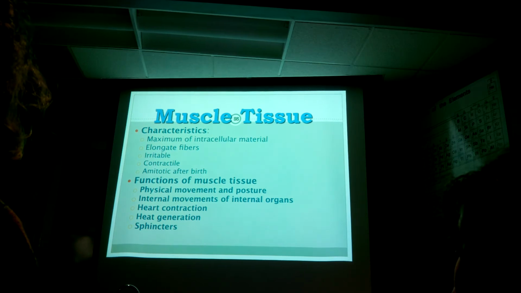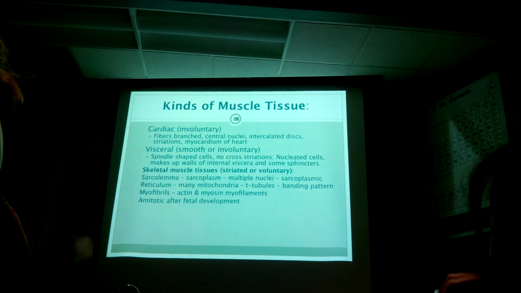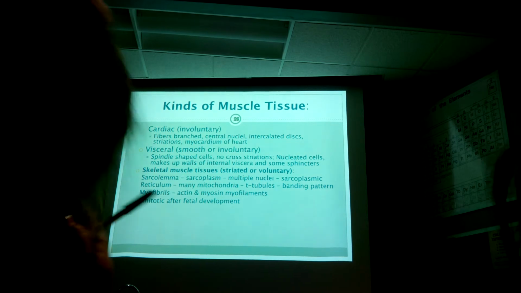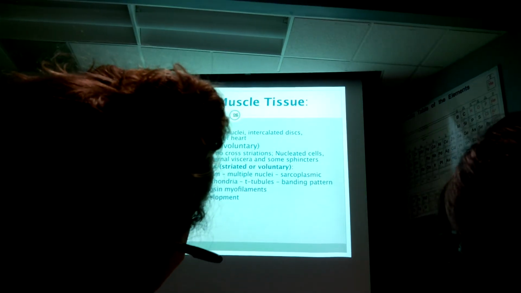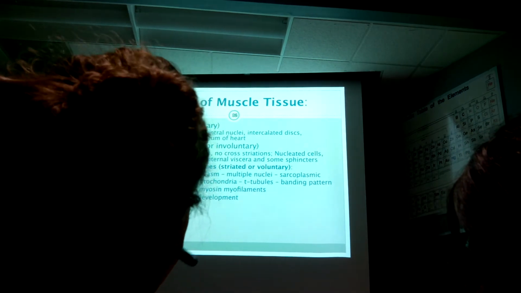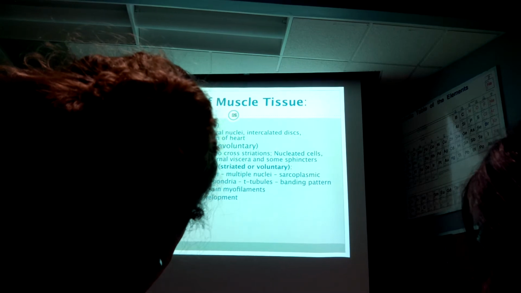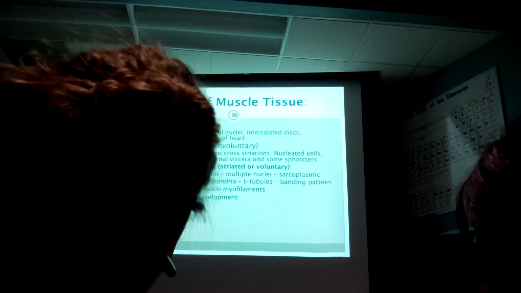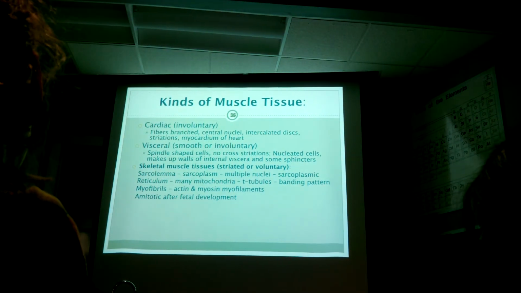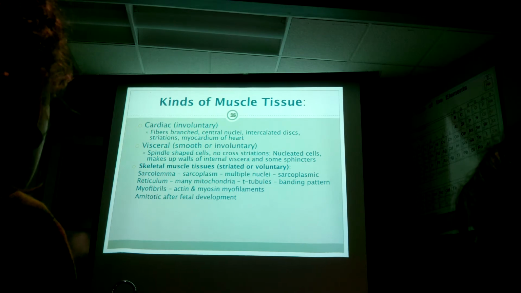And of course, we have 3 different types of muscles, which I think is the next slide. We have cardiac muscle, we have visceral muscles or smooth muscles of our organs, and we have skeletal muscles. Now the skeletal muscles are the ones we always think of, because that's the muscles that we see on our arms and legs. Skeletal muscles are voluntary, meaning we consciously move them.